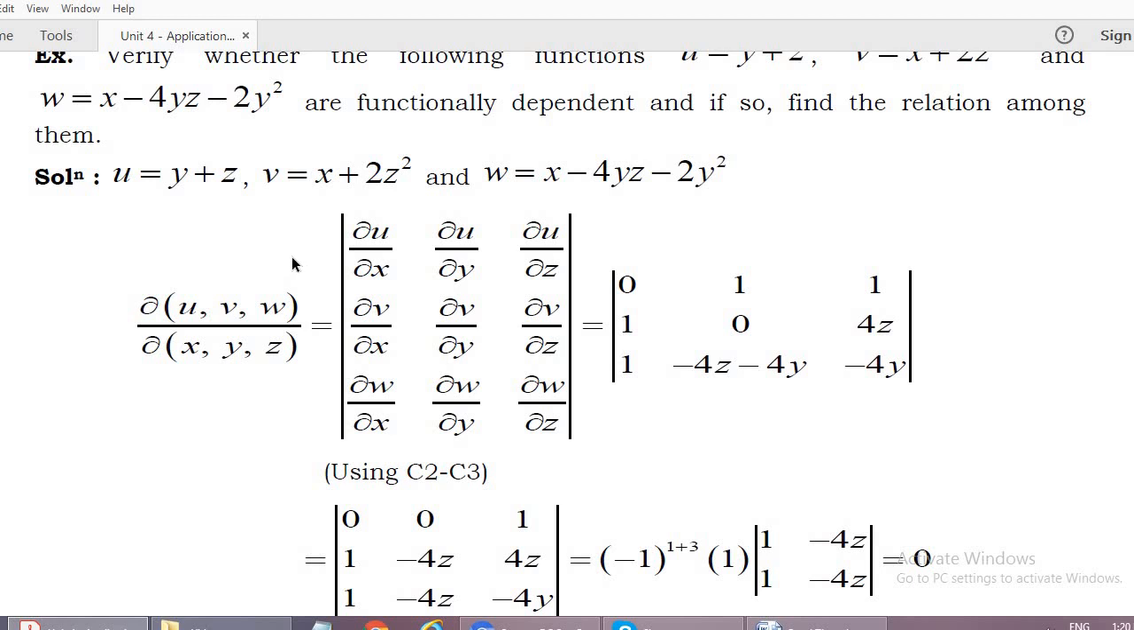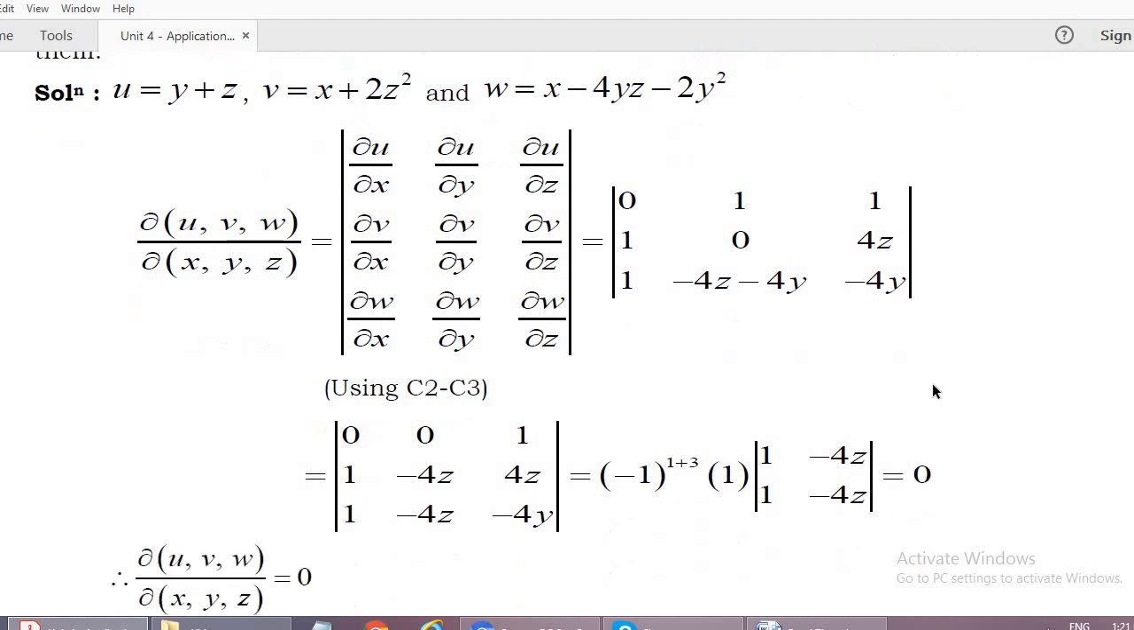So in the first row, derivative of u partially with respect to x, y, and z: 0, 1, 1. In the second, derivative of v partially with respect to x, y, and z will be equal to 1, then 0, and 4z. And in the third row, the derivative of w partially with respect to x, y, and z, that is 1, minus 4z, and minus 4y.